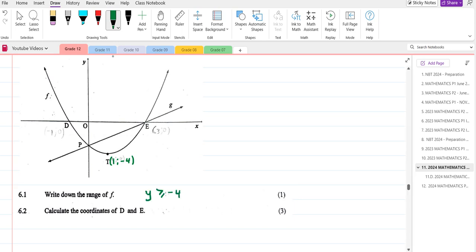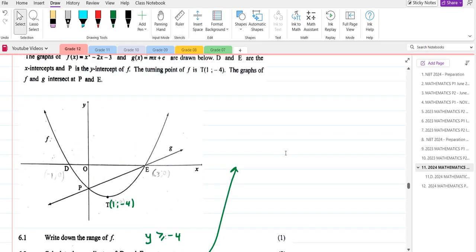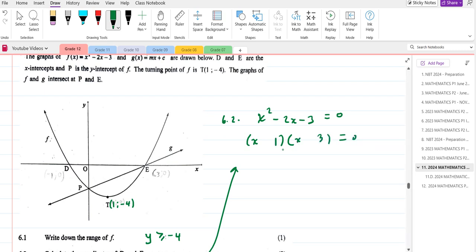Calculate the coordinates of D and E. Right, so I'm going to do it right there. For f of x, we're going to say x squared minus 2x minus 3 is equal to 0. Factor it out: x and x, with 3 and 1, minus 3 plus 1. So x is equal to negative 1 or x is equal to 3. So the coordinates of D is negative 1, 0. And the coordinates of E is 3, 0. Please write it in coordinate form. Right, so that is done.